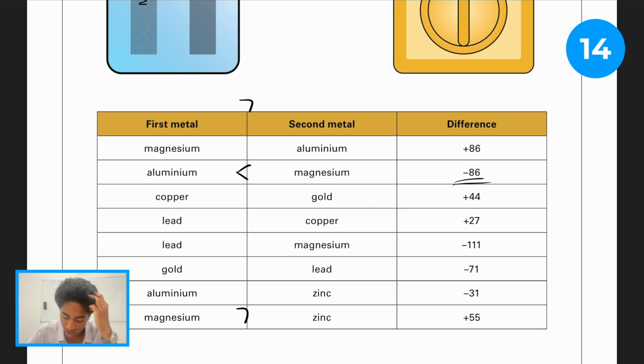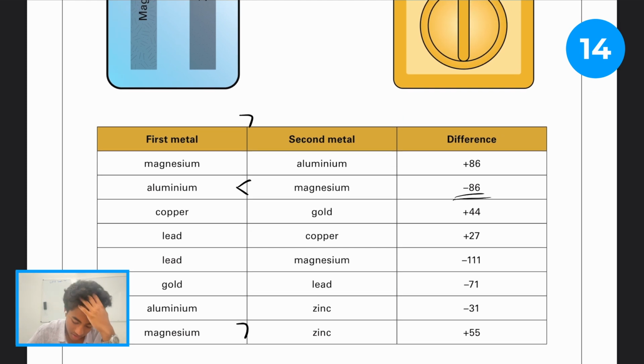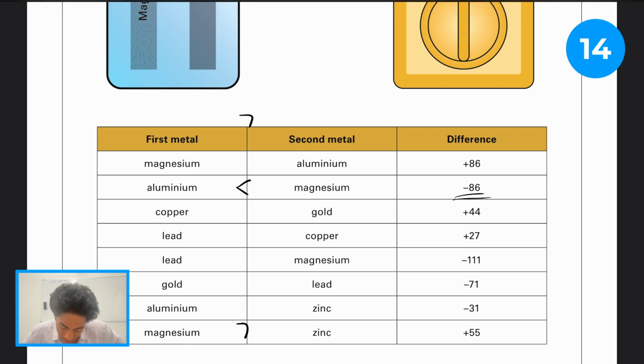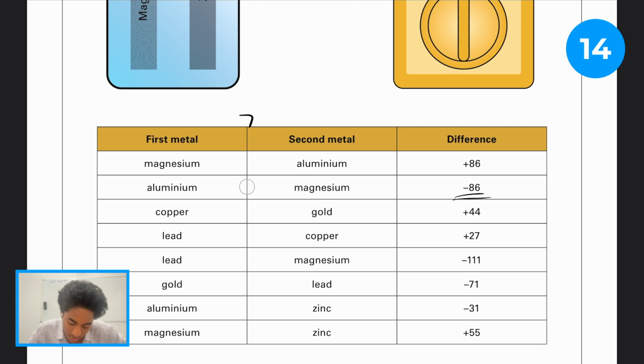Let's see. So right now, magnesium and aluminium have the biggest difference. Is aluminium more reactive than anything? Aluminium is more reactive than zinc, but you see how zinc is never on the first metal side? That means, let's look. So magnesium is more reactive than aluminium. So right now, aluminium could be our lowest reactivity metal, right?